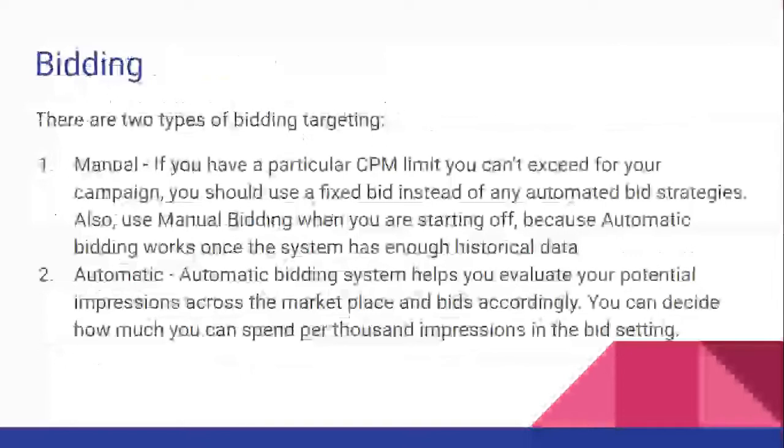The best practice would be to use manual bidding in the initial stage, when you don't have enough historical data in your campaign, because automatic depends on data. To understand the potential impressions across the marketplace, it needs data. So you have to give it some time until you get the data. I would generally take 14 days. Once you have done that, you can switch to the automatic bidding system.